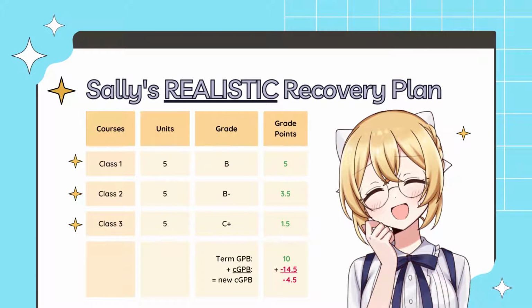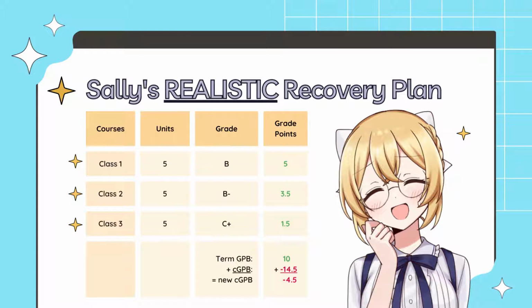According to our chart, the B would earn her 5 points, the B minus would earn her 3.5, and the C plus would be 1.5. With these grades, Sally would earn 10 points this quarter, so her term GPB would be 10. As we know, her cumulative GPB prior to this quarter was negative 14.5. By adding these together, her new cumulative GPB would be a negative 4.5. Not yet in the positives, but much closer.